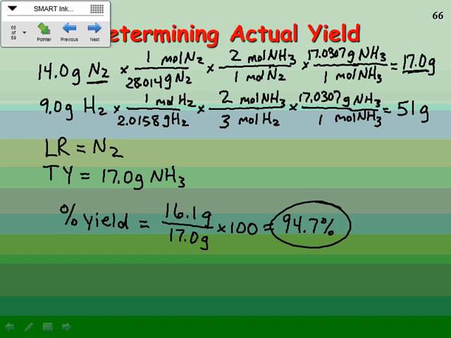Yes, sir? How do you know when to subtract the limit? Okay, so the subtraction thing from the quiz, if they ask you how many grams of the excess are left over, if they ask you that question, how many grams of the excess are left, then you're going to do that subtraction, okay? If they're asking you what's the percent yield, that's this process, okay?